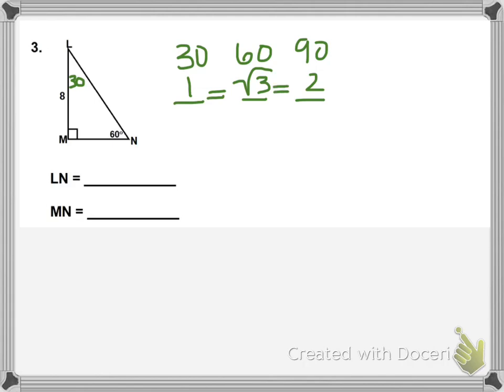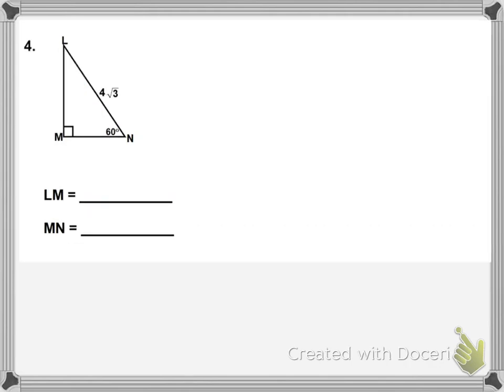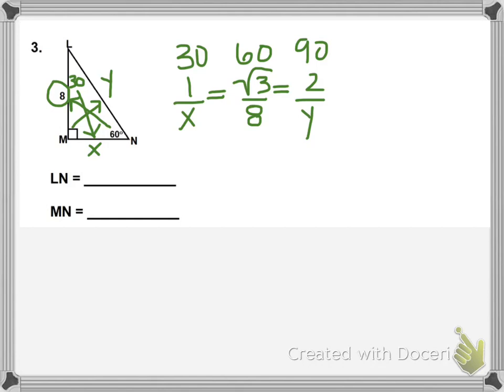These are the numerators of our equivalent ratios. Let's go ahead and put these side lengths below them. Across from the 30-degree angle is MN. I don't know its length. Let's call it X. Across from the 60-degree angle is this 8. And across from the 90-degree angle is my hypotenuse. I also don't know its length, so let's call it Y. Here are my equivalent ratios. Oh dear. Sorry about that.